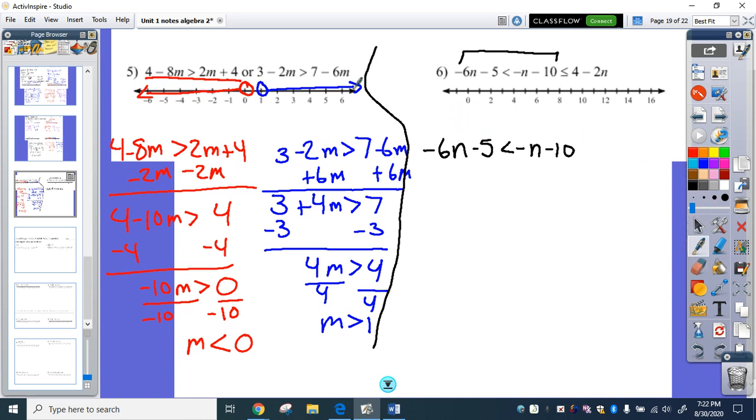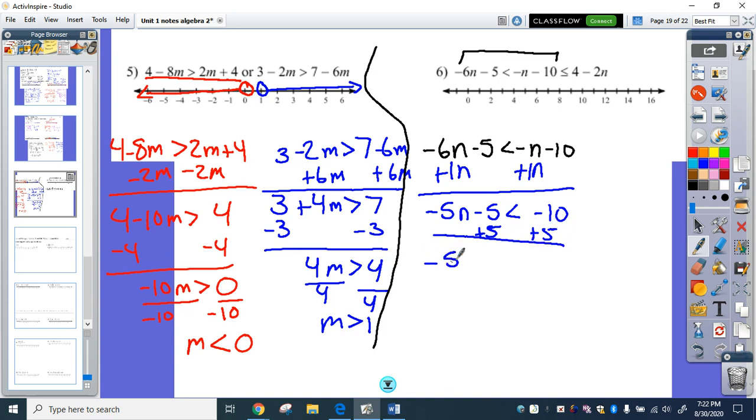So if we had to solve this, again, I would lean in the direction of adding n to get your variable on the left because that's where we're usually most comfortable. If you want to put the ones in front of here, you can. So we get negative 5n minus 5 is less than negative 10. We're going to add 5 to both sides. So we will get negative 5n is less than negative 5. Divide both sides by negative 5. And that will leave me with n is greater than, because we divided by a negative, a positive 1.